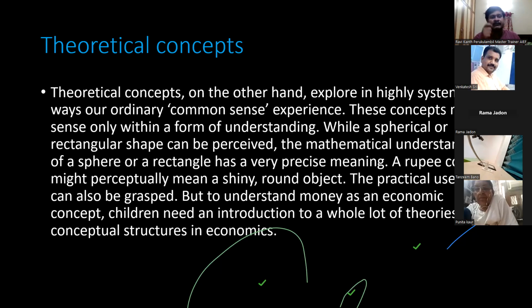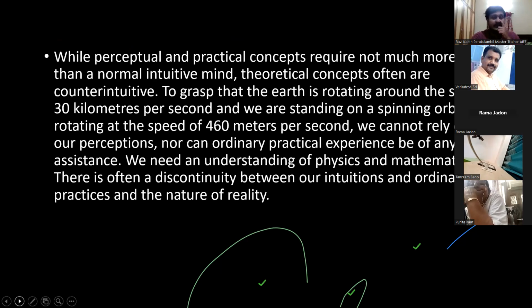When we look at a coin, it is a shiny coin. Practically, we use money to give and take, buy things. But the whole theory called economics is dependent upon that coin, isn't it? So such types of concepts are called theoretical concepts, for which the child needs a systematic understanding of it.